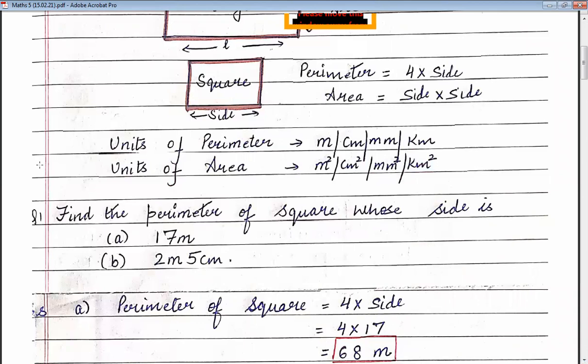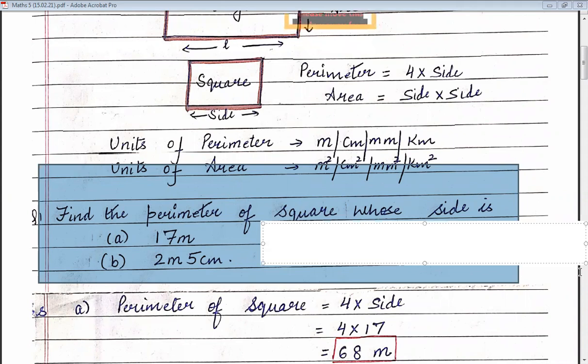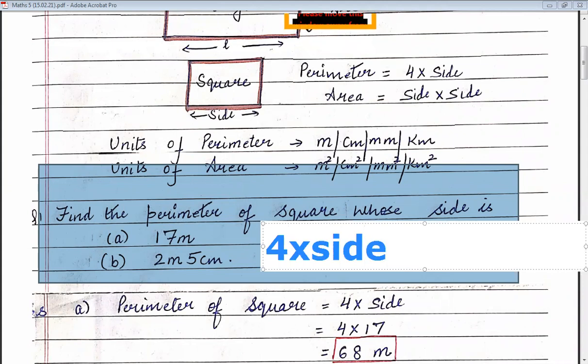Now let's see what is in question 1. Find the perimeter of a square whose side is: first, 17 centimeter; second, 2 meter 5 centimeter. Children, we have already done this. What is the perimeter of a square? What is the formula? It is 4 multiplied by side.